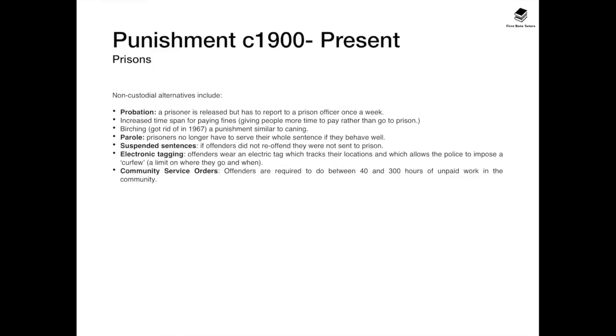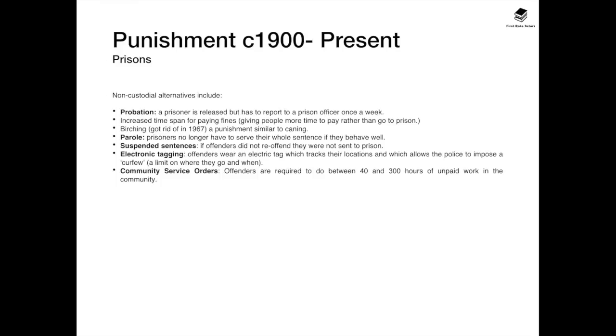Non-custodial alternatives include probation. A prisoner is released but has to report to a prison officer once a week. Increased time span for paying fines, giving people more time to pay rather than to go to prison. Birching got rid of in 1967. It is a punishment similar to caning.